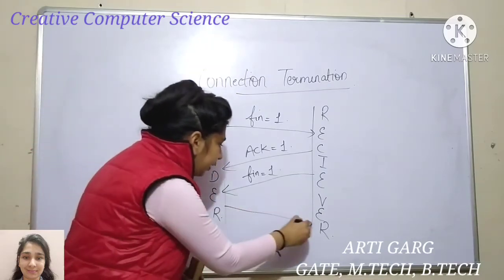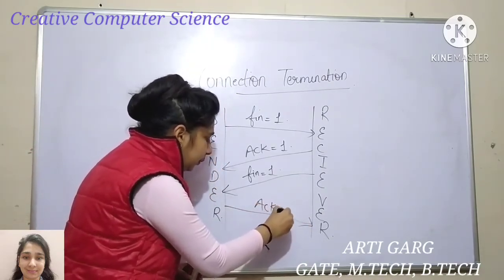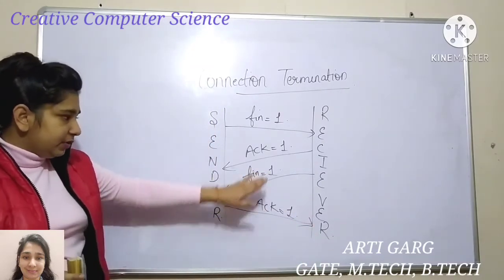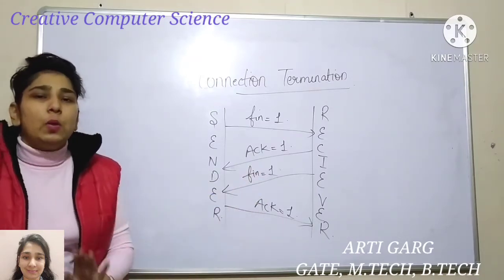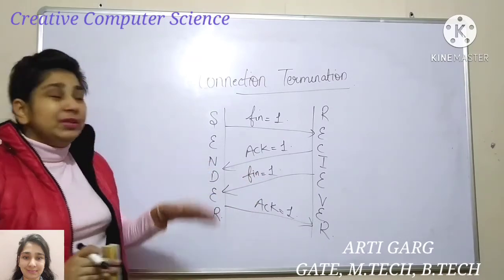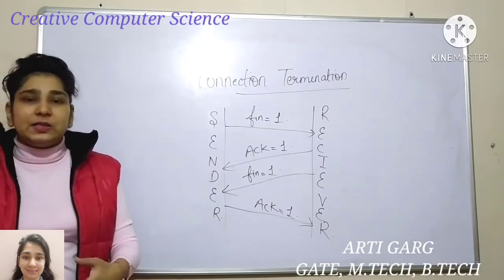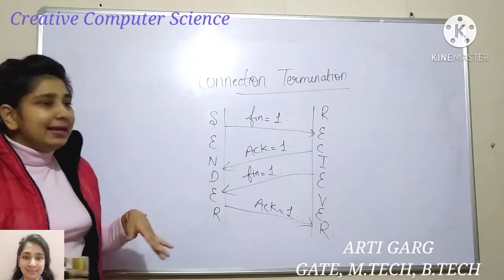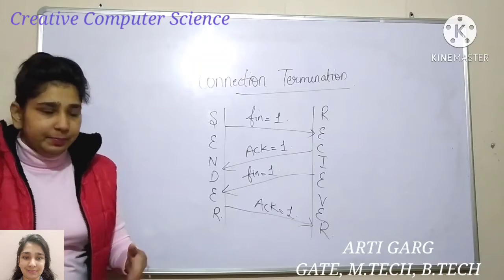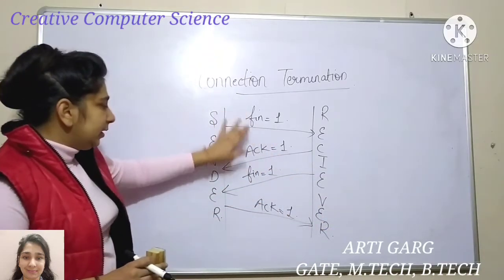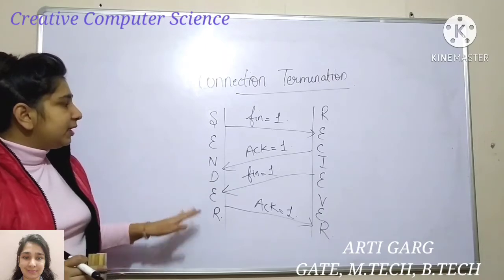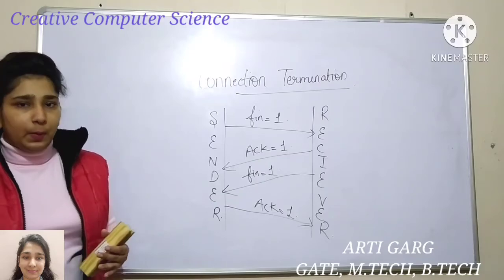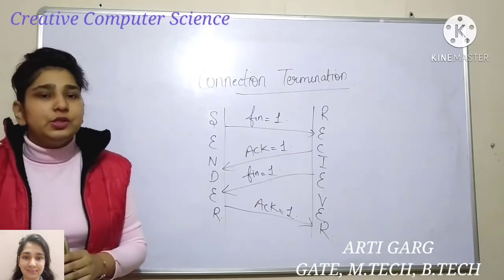Then the sender is going to send the acknowledgement back to the receiver, saying okay, I also received your message that you also want to terminate the connection. It is very important that both sides agree to terminate the connection; only then will your connection actually be terminated. So both sides have to send the FIN bit set to 1. Then they will terminate the connection and will not send data anymore to each other. So this is our 3-way handshaking.